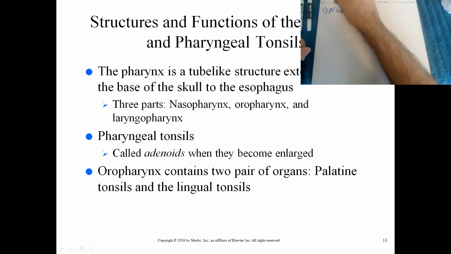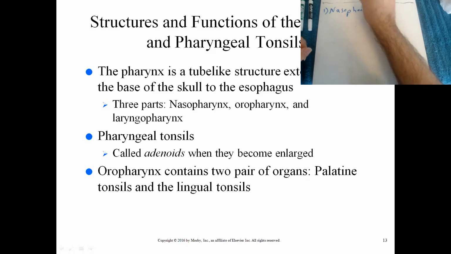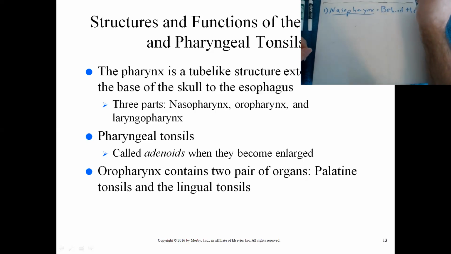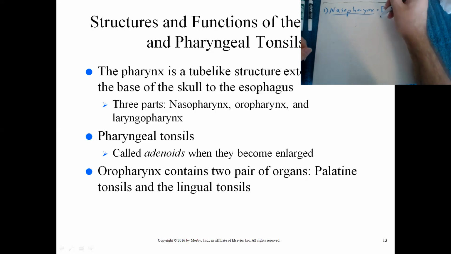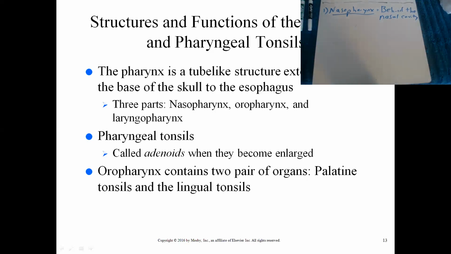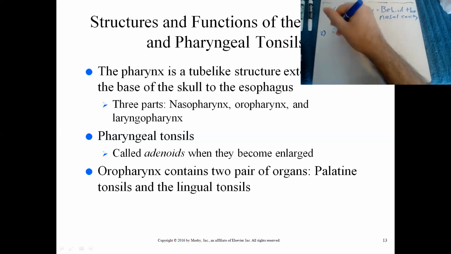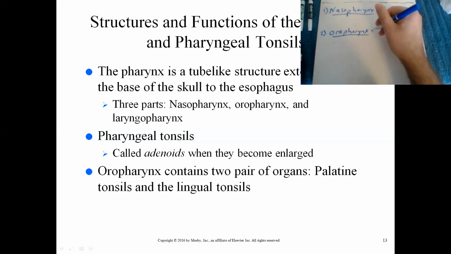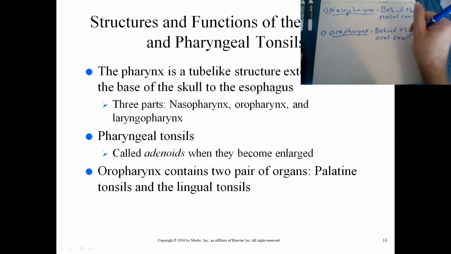So first off, the nasopharynx is behind the nasal cavity. The oropharynx is behind the oral cavity or mouth.